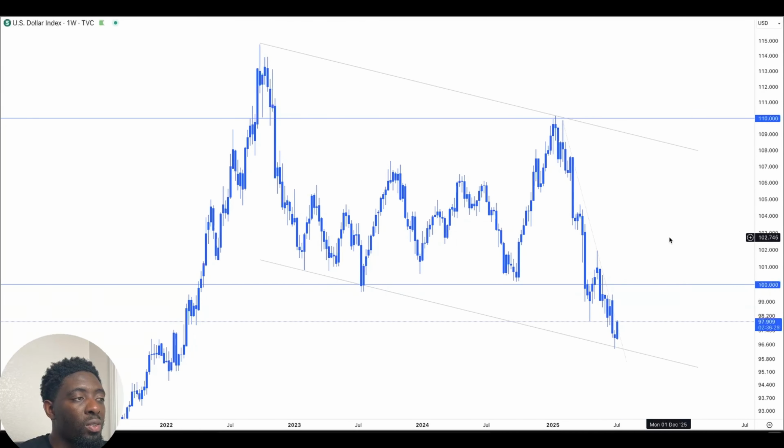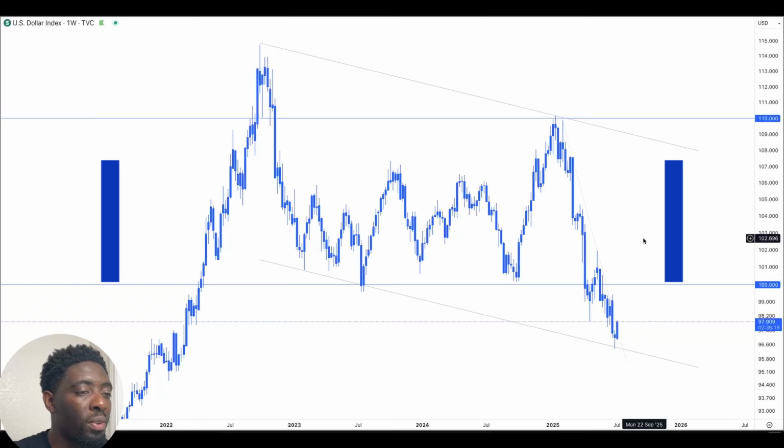But this is really interesting, looking at what's happening on the DXY right now. It's really interesting compared to last week or compared to 2 weeks ago. All right guys, let's look at other pairs.